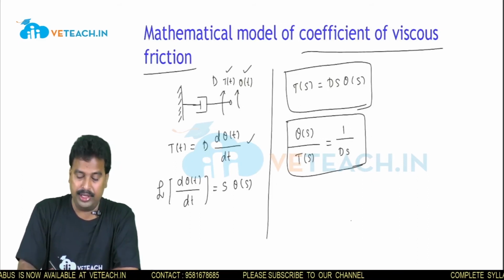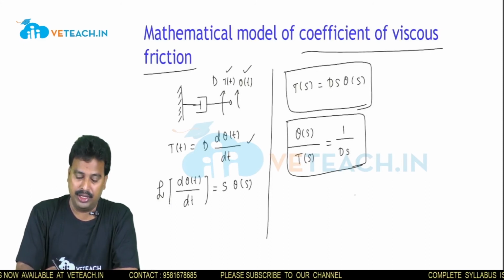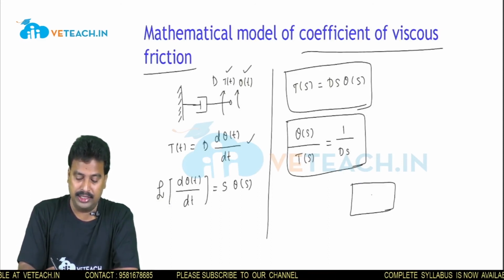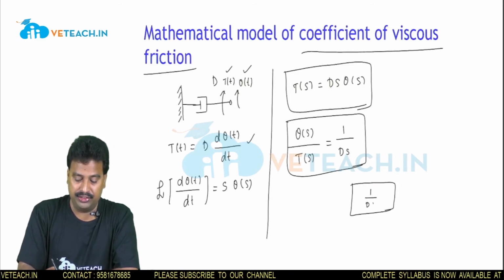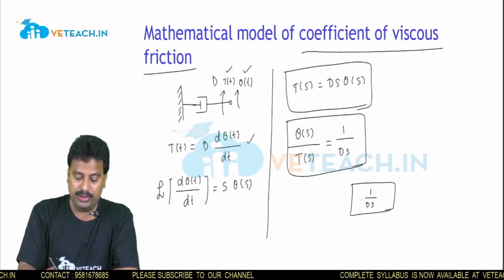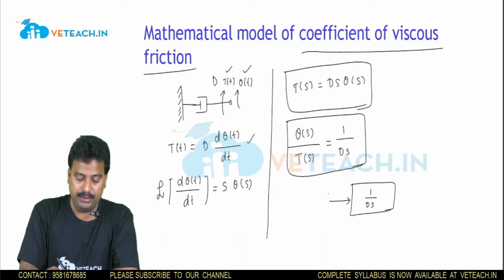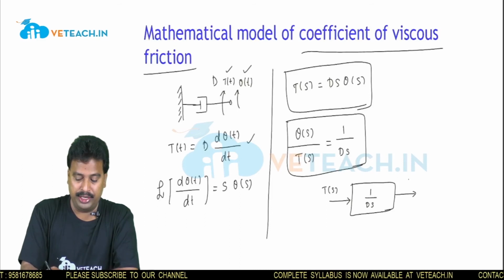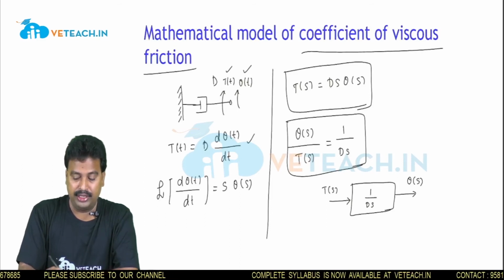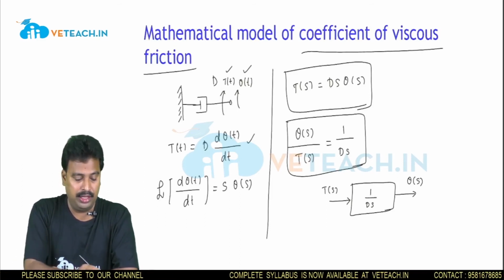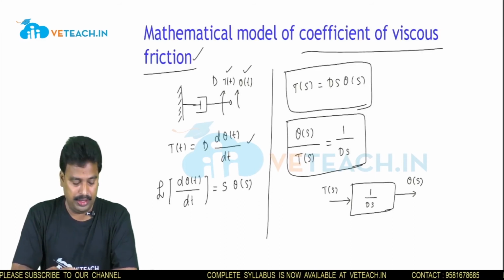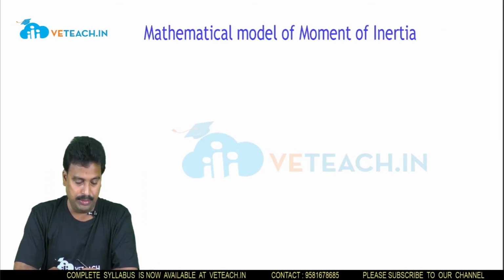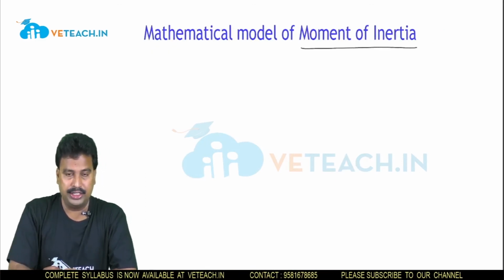The same can be represented with the help of the block diagram. So, the block contains the transfer function. The value of this transfer function is 1 by ds, and the input parameter is the torque and output parameter is the displacement that was caused in the element. Now, let us move to the third element, moment of inertia.